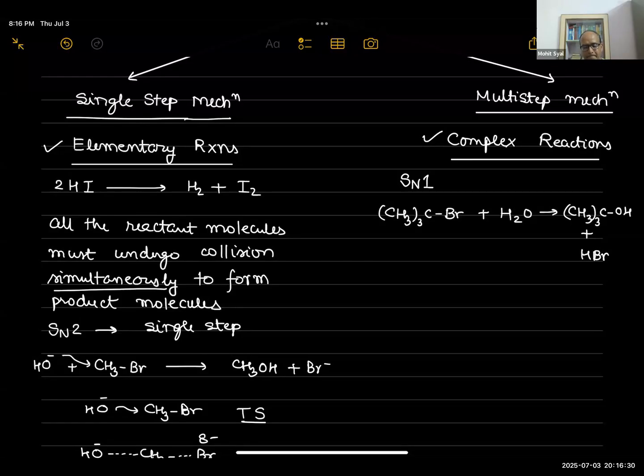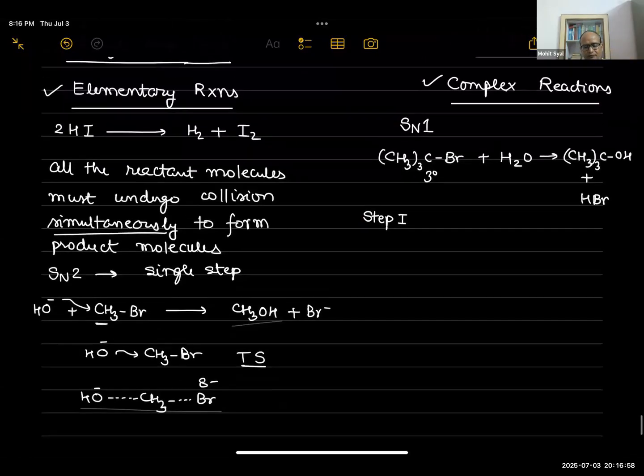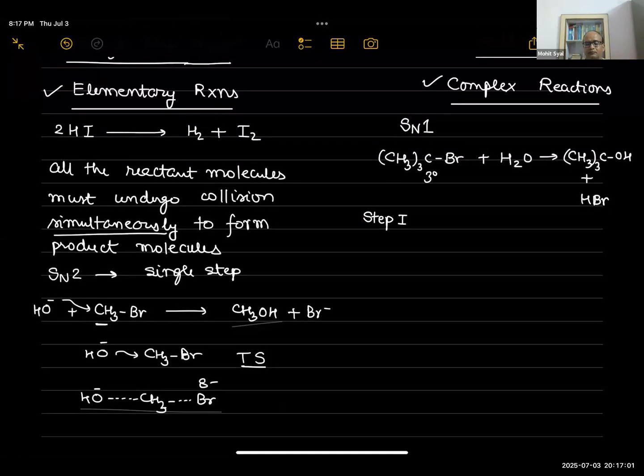So the OH group, will it be able to hit the carbon atom directly? This is a tertiary carbon atom. No, the OH won't directly attack the carbon. Yes, because in SN2 this had only hydrogens, a smaller alkyl group, so the nucleophile was able to hit directly. So first the Br will get removed and we'll get a carbocation. Exactly. So this is the first step.